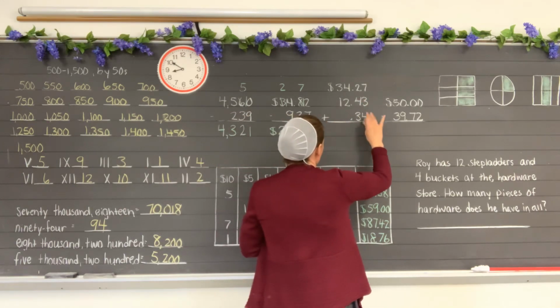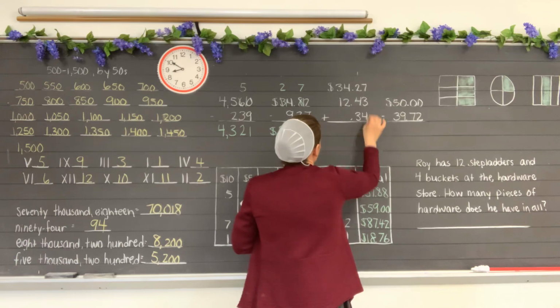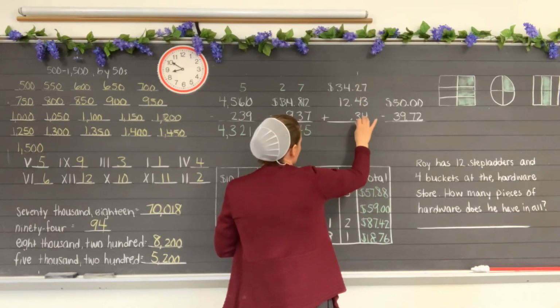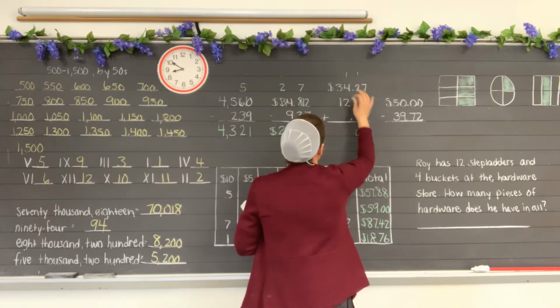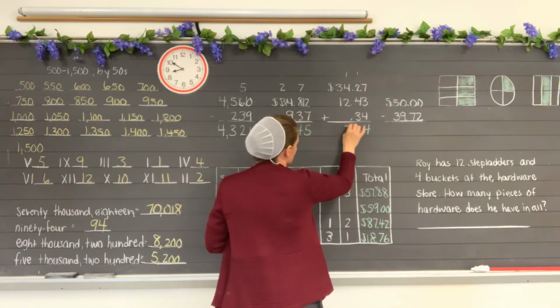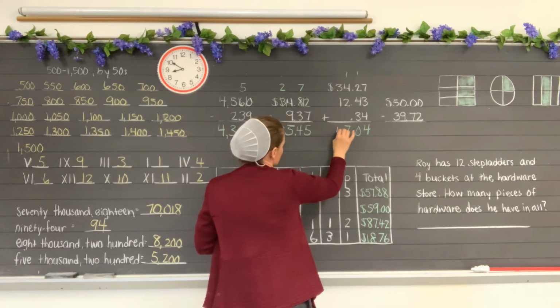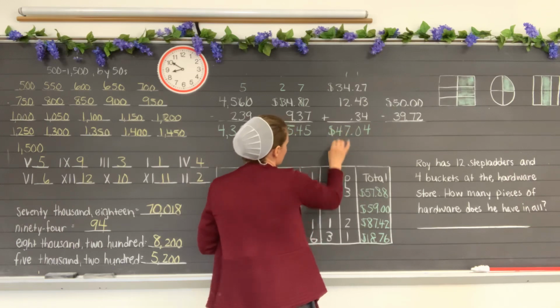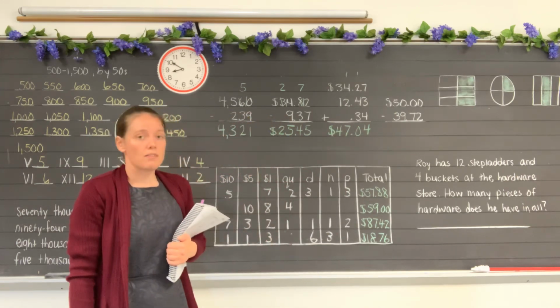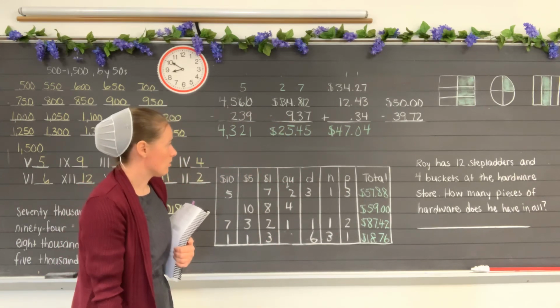Okay, here we have an addition sign, so we'll add. 7 plus 3 is 10 plus 4 is 14. 1 plus 2 is 3 plus 4 is 7 plus 3 is 10. 1 plus 4 is 5 plus 2 is 7. 3 plus 1 is 4. And your dollar sign and decimal point. So $47.04 is your answer.